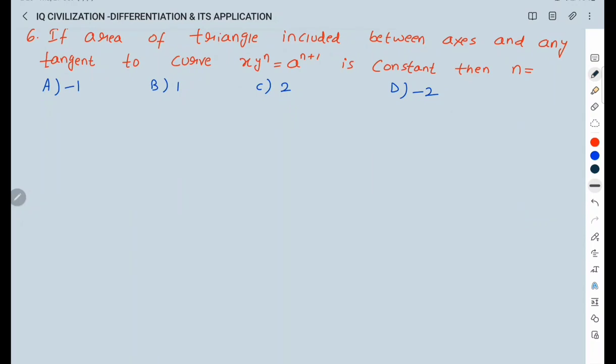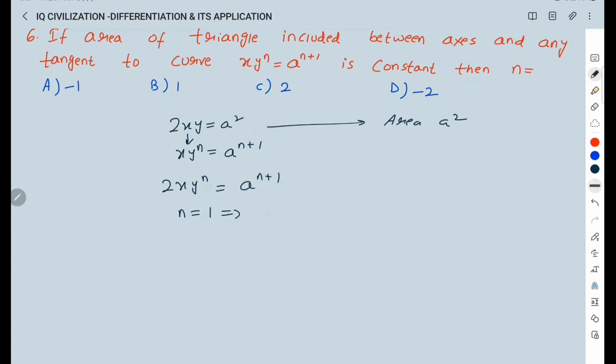See, just like the previous model, here instead of 2xy or something, it is (xy) whole power n and a power n plus 1. This one is given. So if it is 2xy equals a square, then my area is a square. Here it is (xy) power n is equal to a power n plus 1. I will start comparing: 2(xy) power n is equal to a power n plus 1. So here with n value 1, 2xy is equal to a square. So what is my area? Same, a square only, right? Over. Next one.